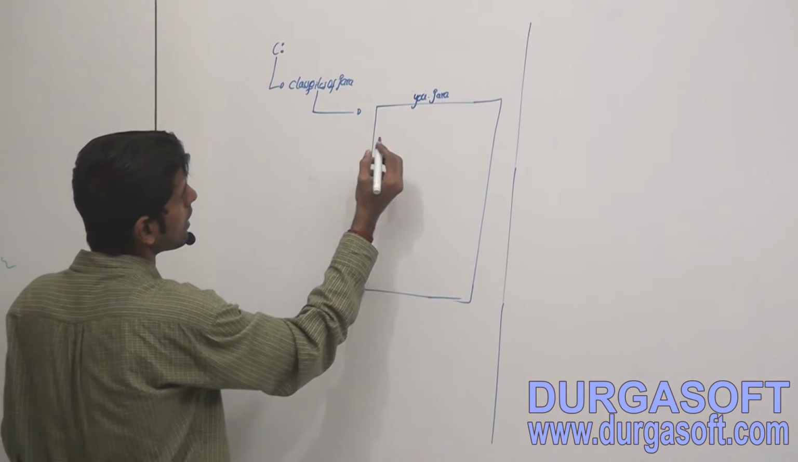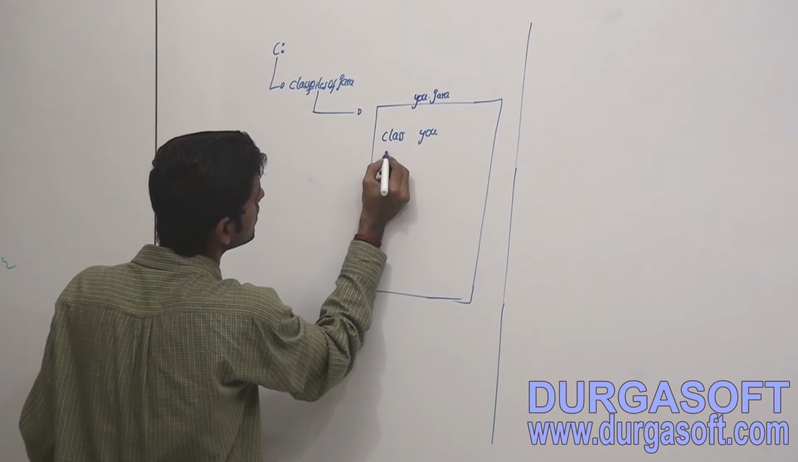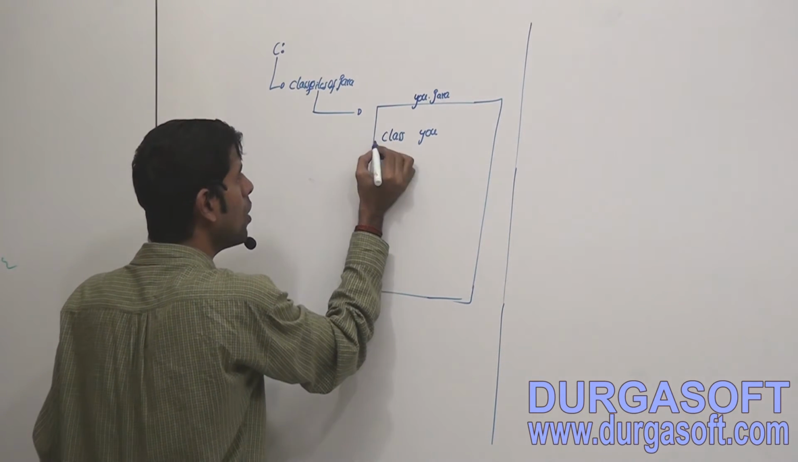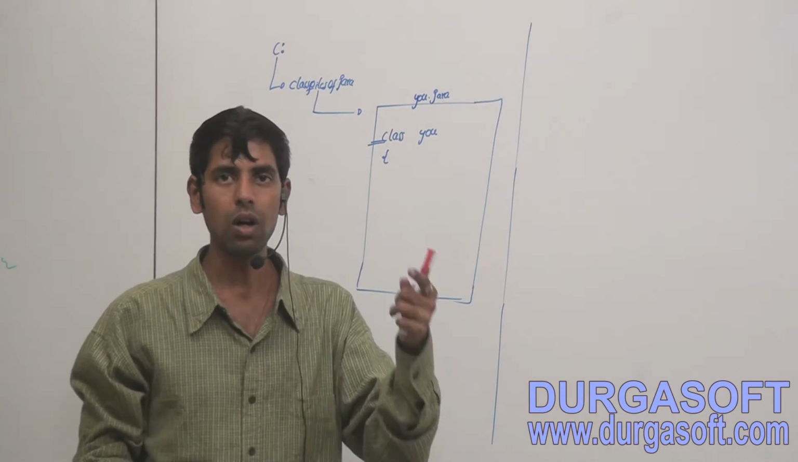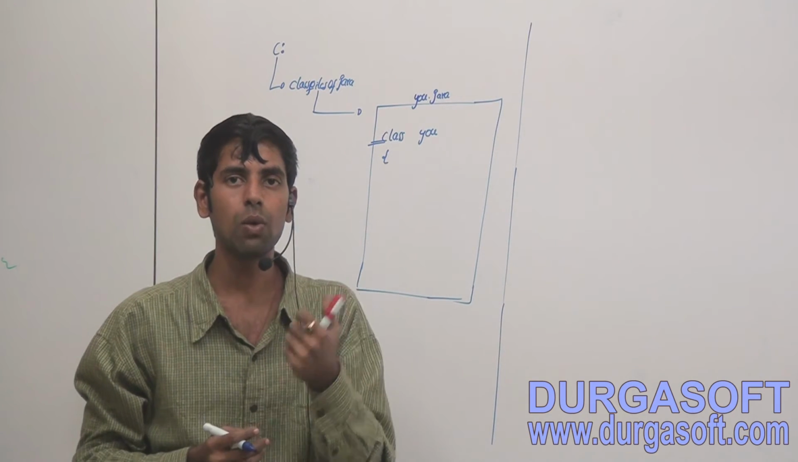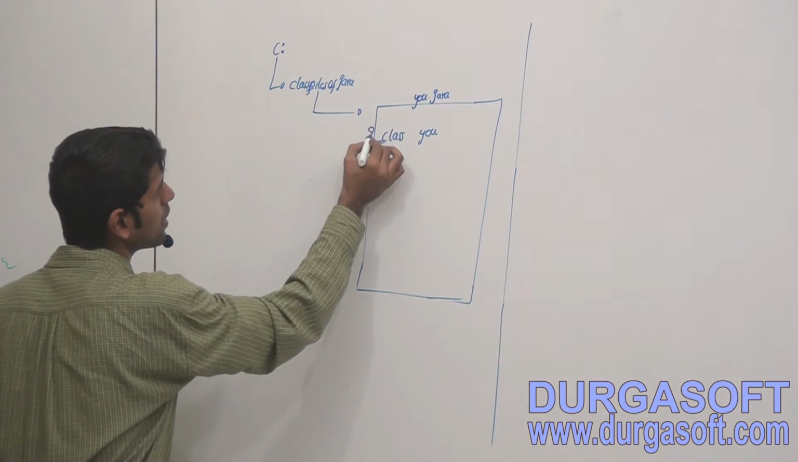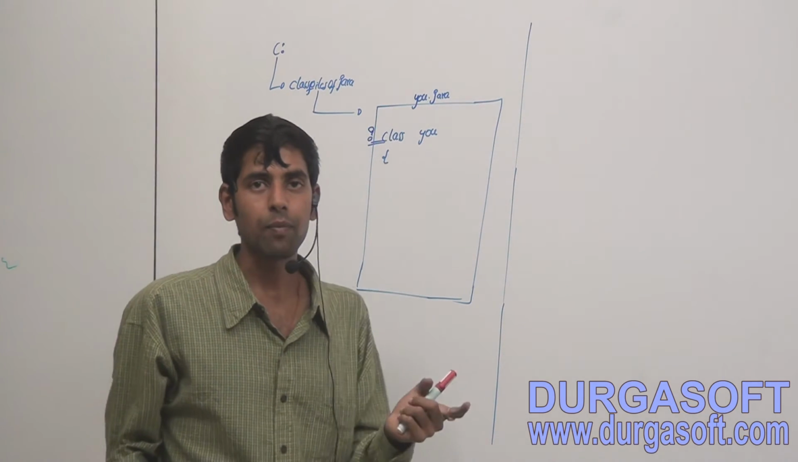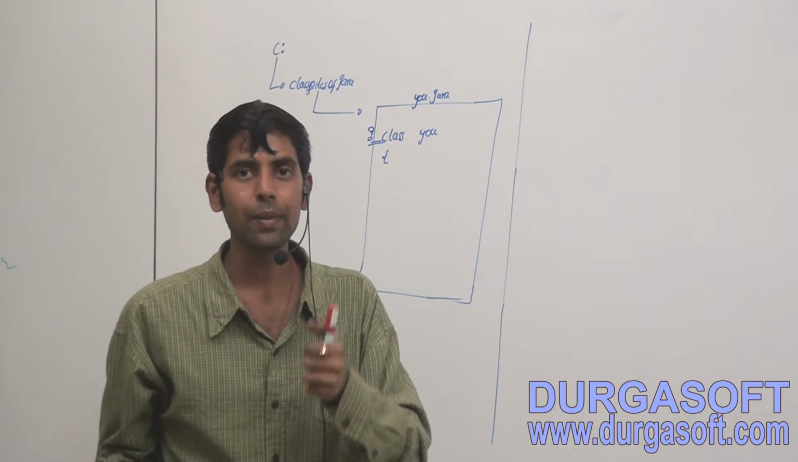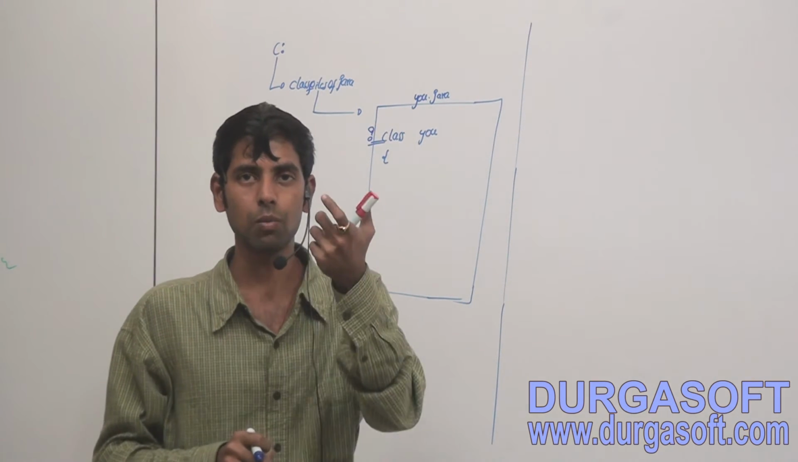Okay, now let me write the source code. Class U. Now, what is the access modifier for this class? It is default. If no access modifier is written over there, then that class will have the default access modifier.